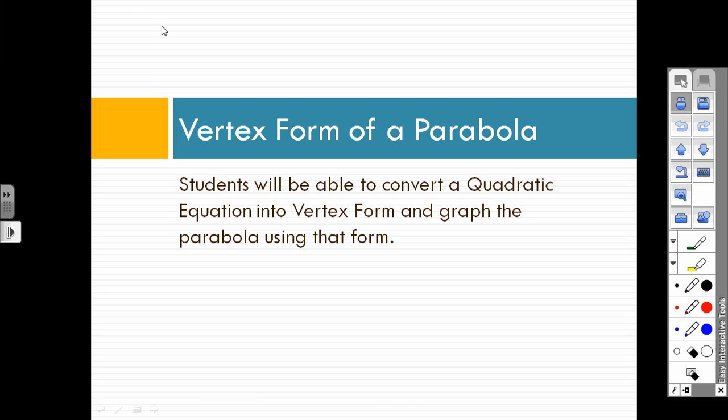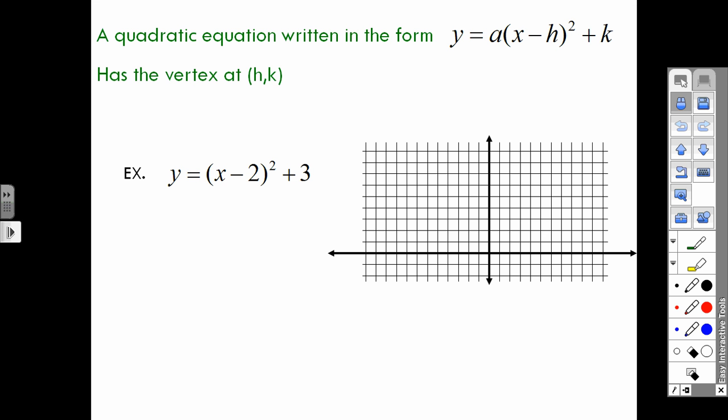Time to look at the vertex form of a parabola. The vertex form of a parabola is actually a really nice form to have because you can directly read off what the vertex is, and then you can look at A to tell you if it's opening up or opening down, and how steep, if it's been stretched vertically or compressed.